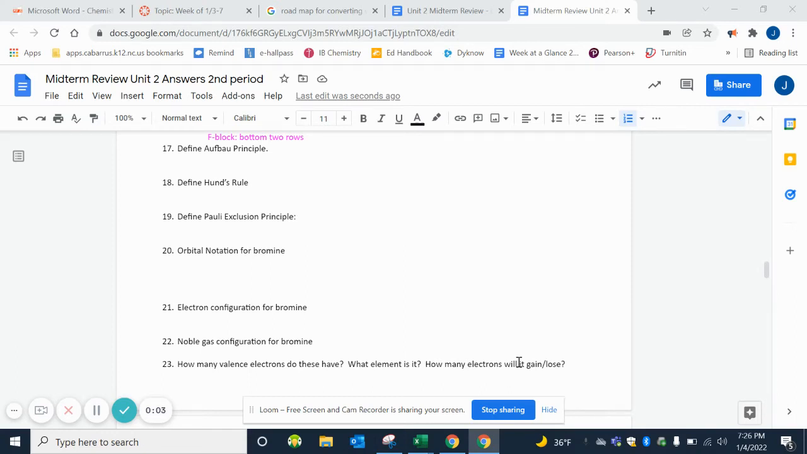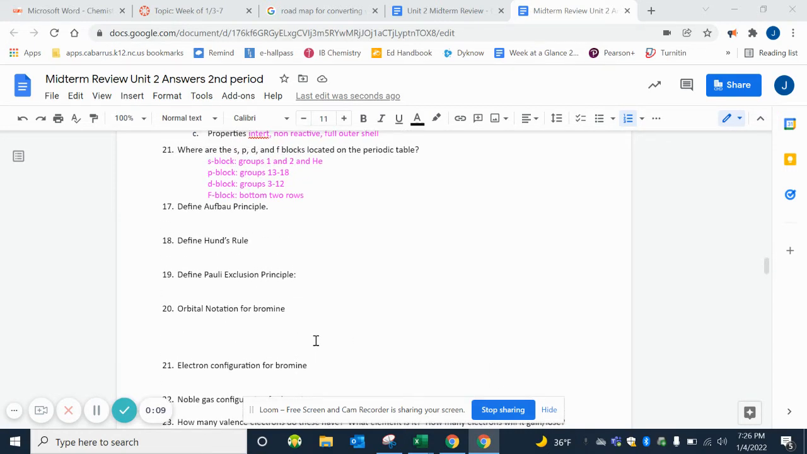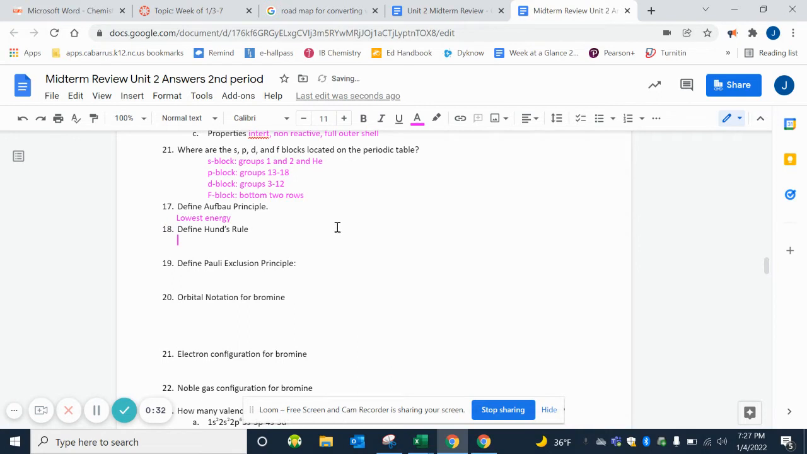Okay, so we're going to finish looking at our Unit 2 review. You should have filled out everything up to Aufbau's principle. So we left off with the SPDF blocks. Now, Aufbau's principle means that when you're filling electron configuration, you want to start with the lowest energy possible. That's your 1s. And then you build up off of that. Remember, the periodic table is arranged according to Aufbau's principle.